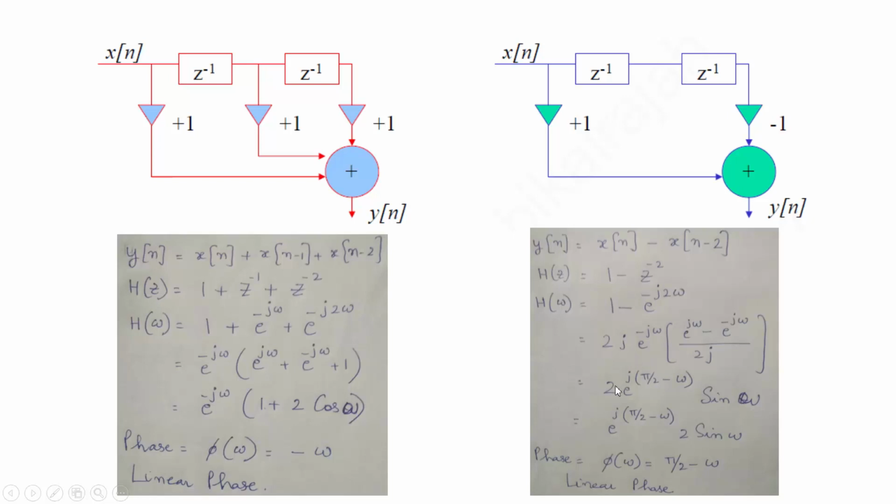and this is twice of j pi by 2 minus omega, right? Because you will get one term outside, which is j, right? So this will be twice of e to the power j pi by 2 minus omega. Now you take the phase expression from here. This is the magnitude response, and the phase response will be phi of omega, pi by 2 minus omega.